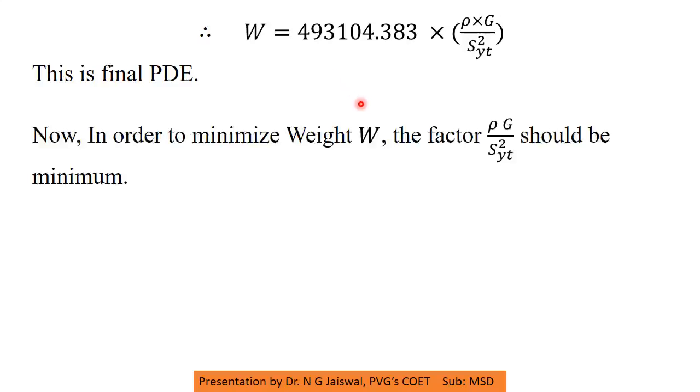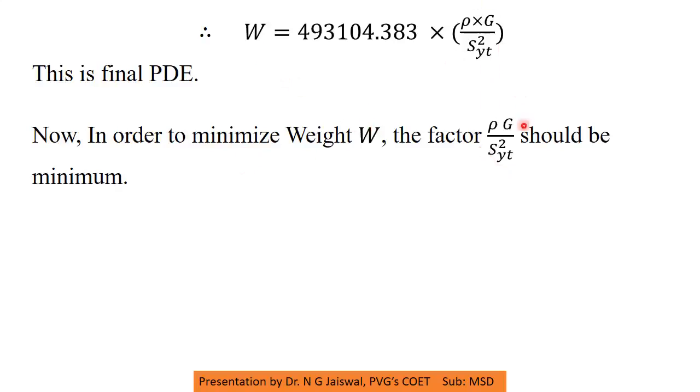So the term is now evaluated. All the constant terms are calculated, and W becomes 493104.383 into this term, which is variable now, dependent on material. So now we'll find out this term only for all materials. This is of course a final PD now, because we substituted all the unknown things into the original PD. This is my final PD.